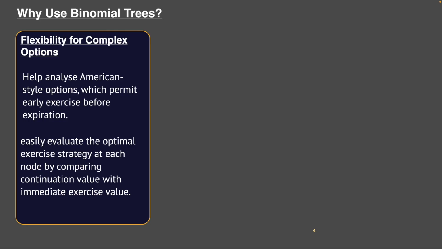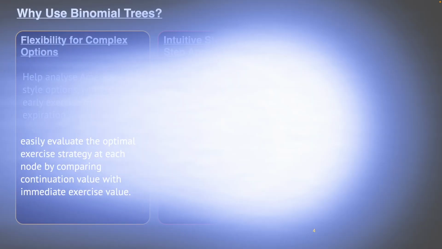So the binomial tree will help you evaluate what the exercise strategy should be when the price reaches each node. Here you compare the continuing value of the option price with the immediate exercise value. Whichever is the maximum of these two values, we will take that value. If the continuation value is higher than the exercise value, we will continue with the option, or if the exercise value is higher, then we will immediately exercise the option.